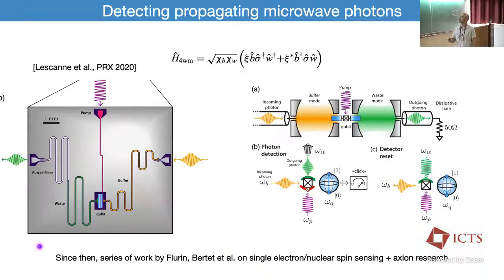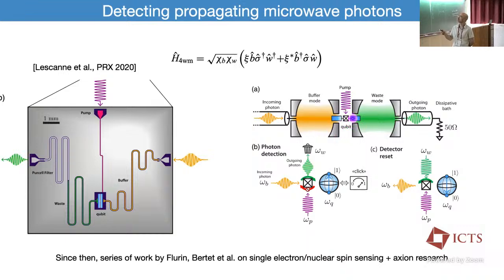It's made of a few elements. There are two resonators. One is a buffer mode. It will be at the frequency of the photons we want to detect. And another one is called a waste mode. The waste mode is strongly coupled to the outside world, including a measurement setup. And here there's a qubit that couples the two.